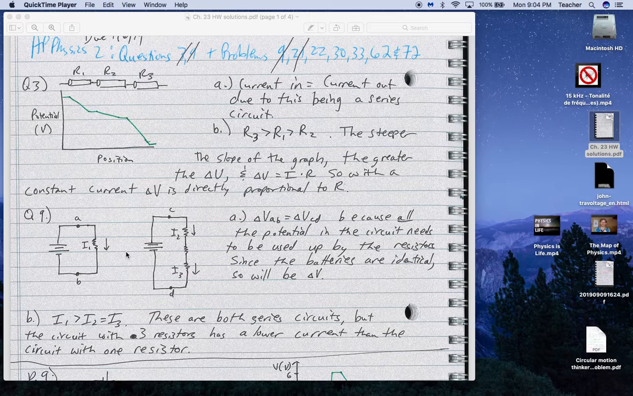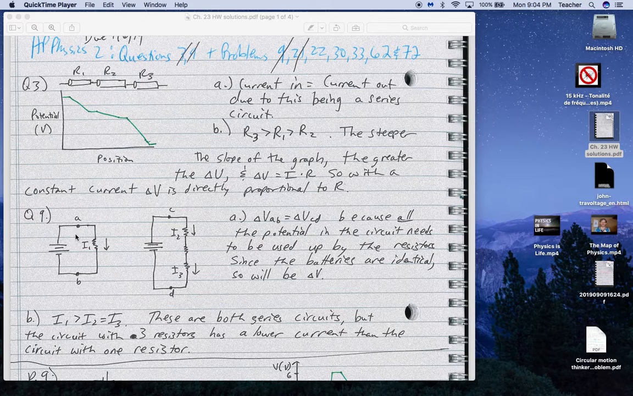For question 9, it was basically asking you to compare these potentials. So the change in potential is the same from C to D as it is from A to B, as long as these batteries have the same potential. So all of the voltage is used up across the resistors, whether there's only one, whether there's three, or there's a bunch of them. So here, the current through I1 would be greater than the current through I2 or I3.